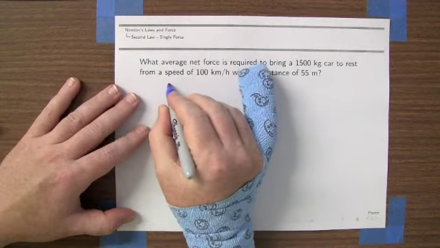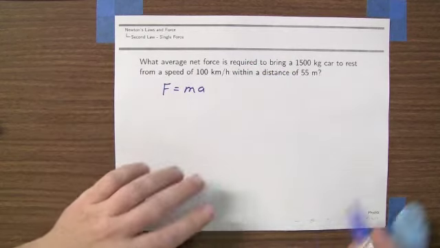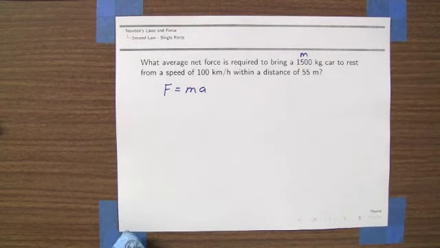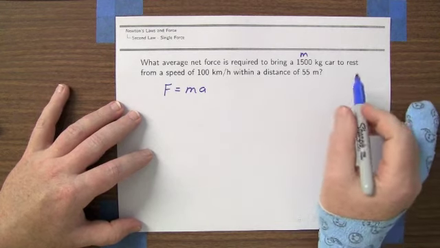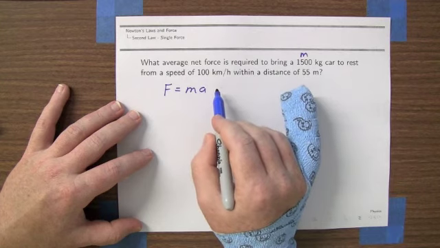We would like to use F equals ma. And you'll notice that we do have the mass, but we do not have the acceleration. And so we're going to have to use the other information to find the acceleration. So I'll do that work over here on the right. What is our car's speed at the beginning of the story?